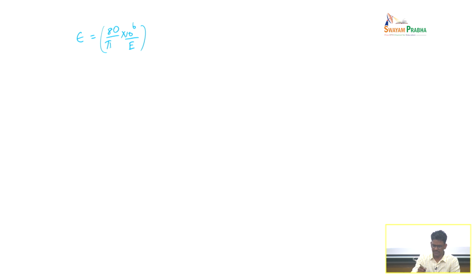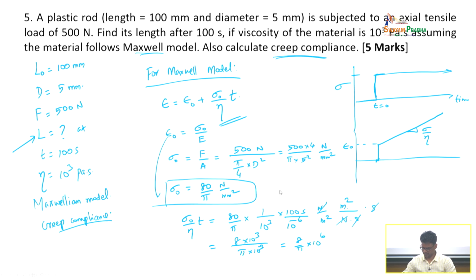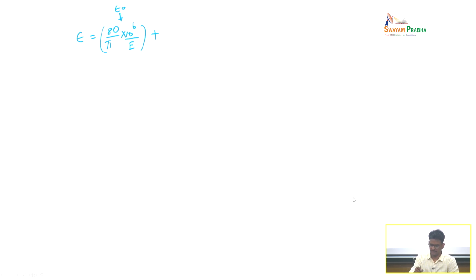So, this is your epsilon naught plus 8 by pi into 10 power 6, and strain is a non-dimensional quantity. Okay. So, you have to make sure that everything tallies with a non-dimensional quantity. What should be the unit of E here? Pascal. Okay. It has to be Pascal.